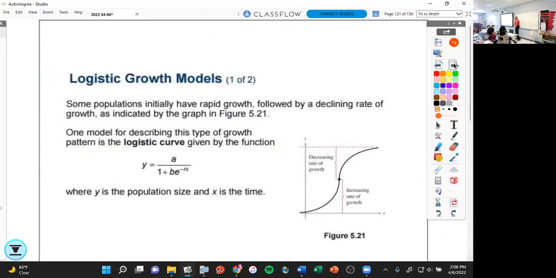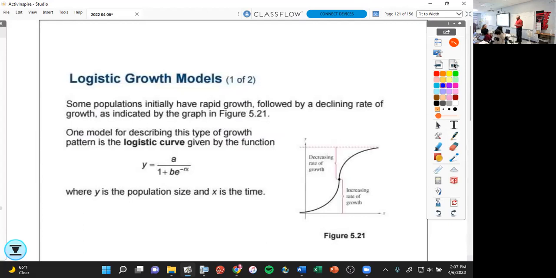Logistic growth. Some populations initially have a rapid growth, followed by a declining rate of growth, as indicated by this graph. One model for describing this type of growth pattern is the logistic curve given by this function. Y is the population size and X is time. What would cause something to grow rapidly and then slow down?